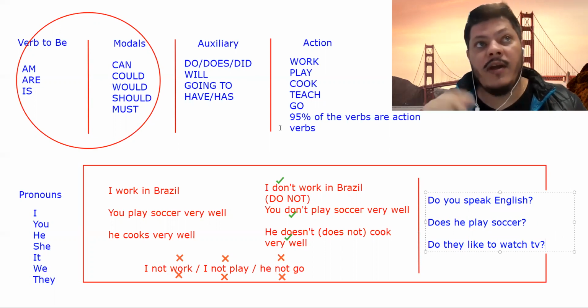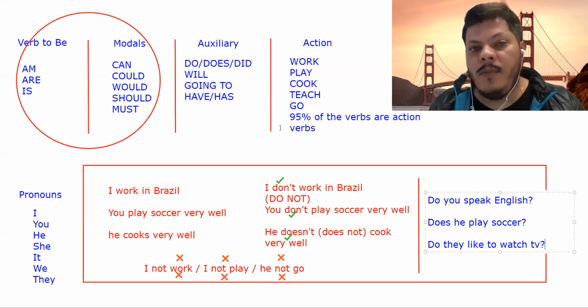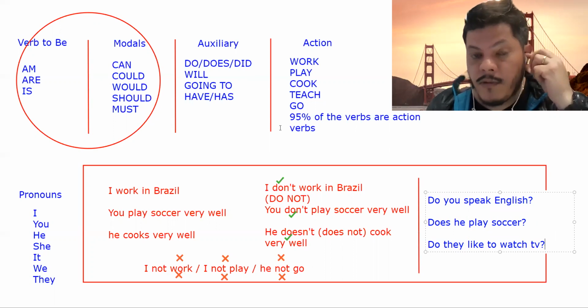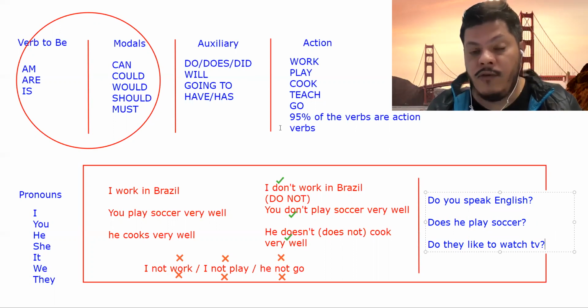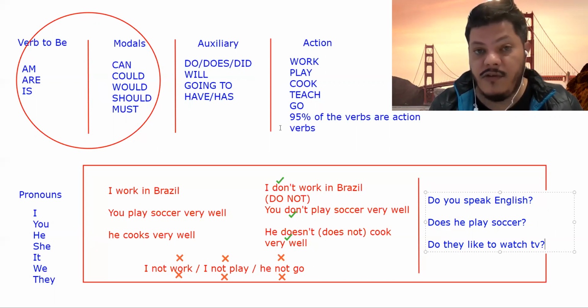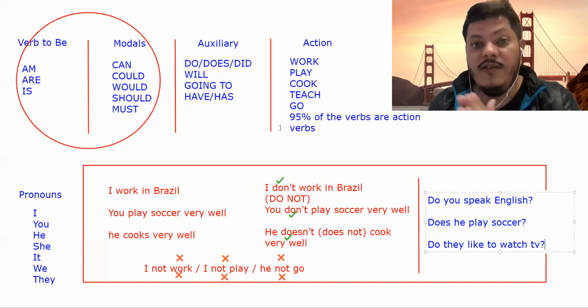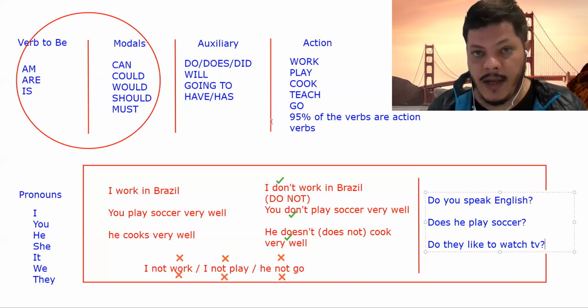Oh, but if I forget to use do, and if I just say, you speak English, people will understand. Of course, people will understand, but in terms of grammar, that is wrong. So the correct way of asking questions is to say, do you speak English in the present? Does he speak English? Okay? I hope you understand that because that's very, very important.